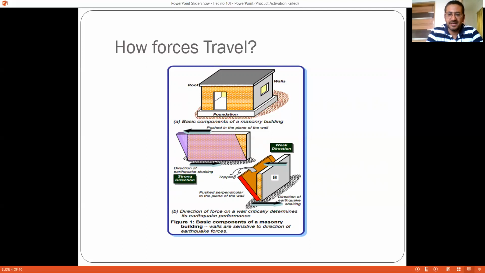So what is going to happen is that when the force acts perpendicular, the possibility is that the wall is likely to topple in the other direction. That is, it may collapse in the out-of-plane bending direction, right? So that is the same thing that is shown in the figure.